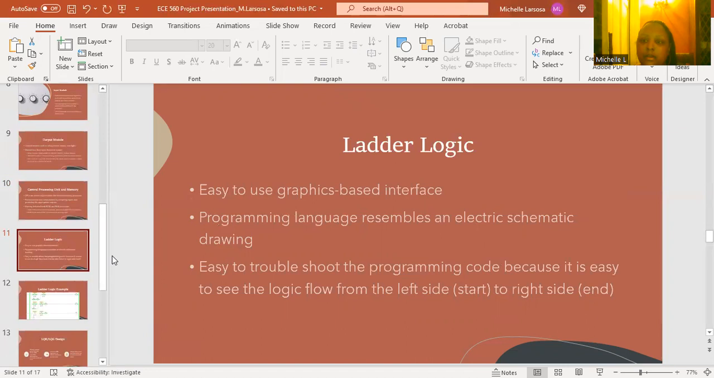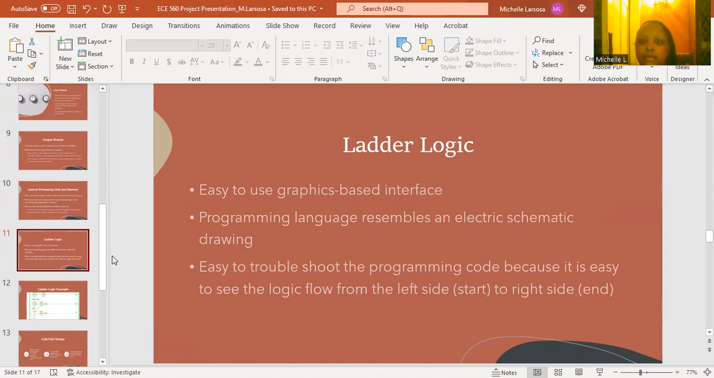like for example, a relay. You don't have to actually have a specific string or word or code to depict a relay. There's an actual picture of the relay that can be pulled or dragged and dropped into the program for the PLC to read and understand that indeed it's now reading for a relay. So that's what is meant by graphics-based interface.